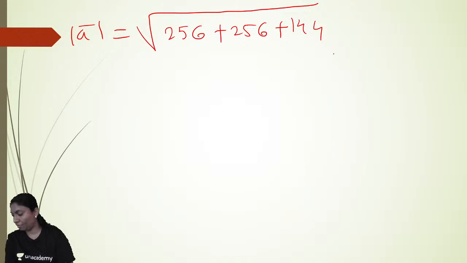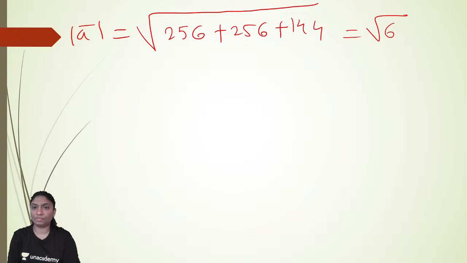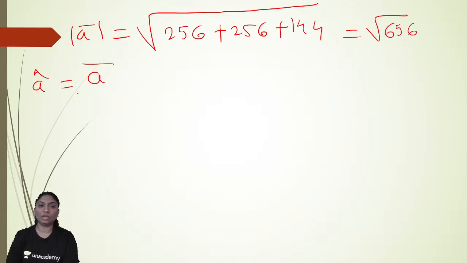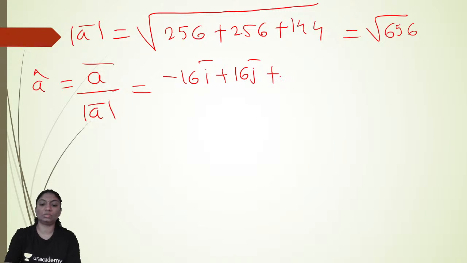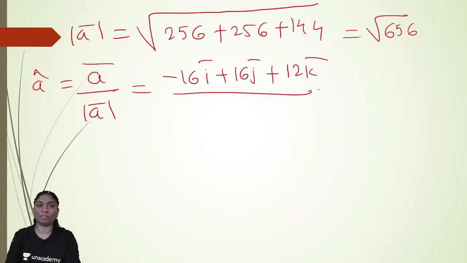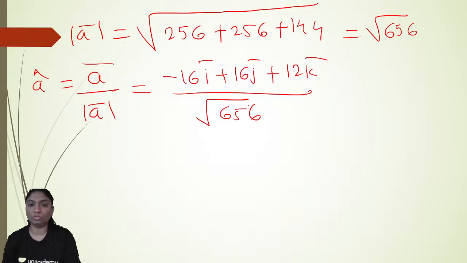It gives you mod of a bar is equal to root of 656. Now calculate a cap, which is equal to a bar upon mod of a bar. Here a bar is minus 16 i bar plus 16 j bar plus 12 k bar, upon mod of a bar. Mod of a bar is root of 656. So a cap is equal to this.